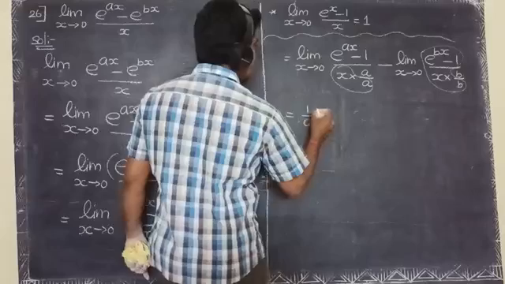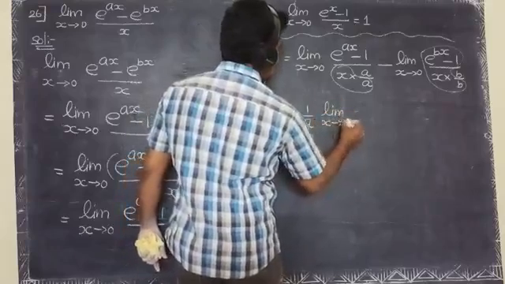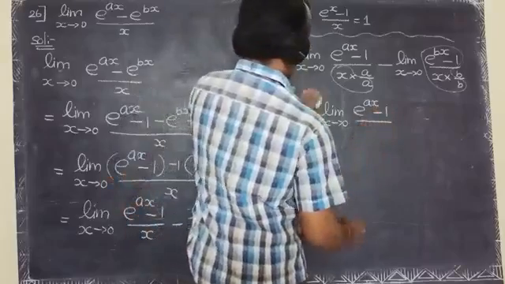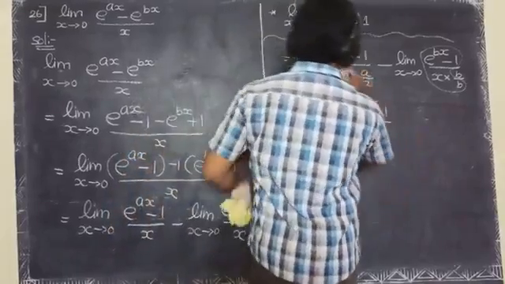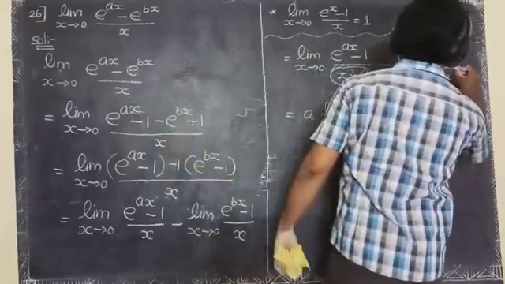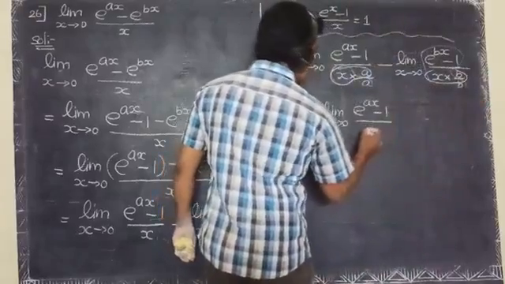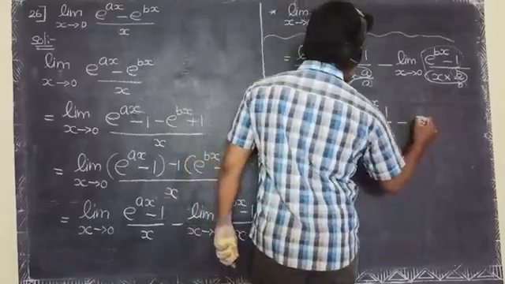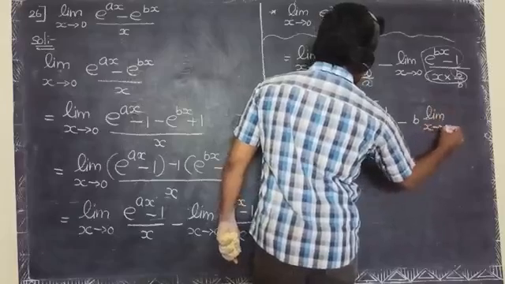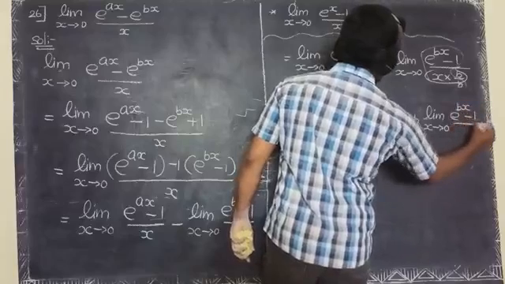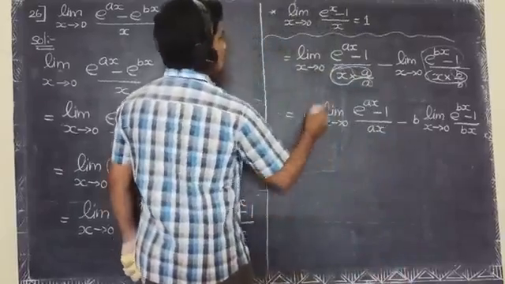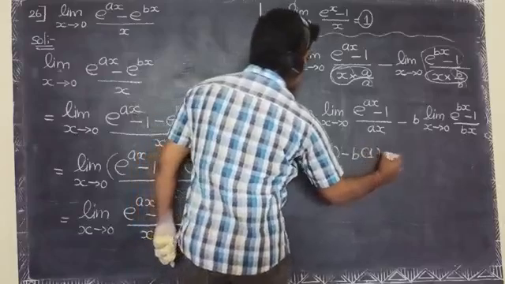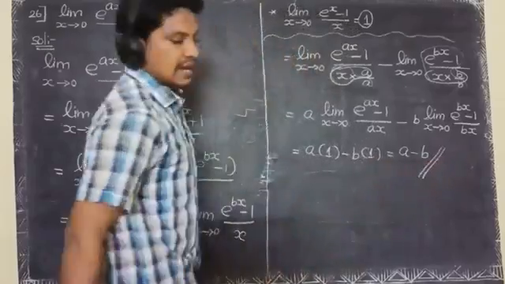Then the constant: a into limit x approaches 0 of (e^(ax) minus 1) divided by ax, grouping of ax, and grouping of bx, minus b into limit x approaches 0 of (e^(bx) minus 1) divided by bx. Using this standard result, which is 1, we get a into 1 minus b into 1, which is equal to a minus b. So this is equal to a minus b.